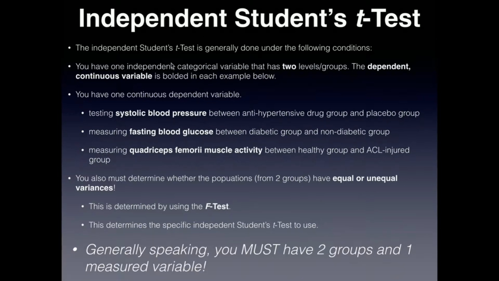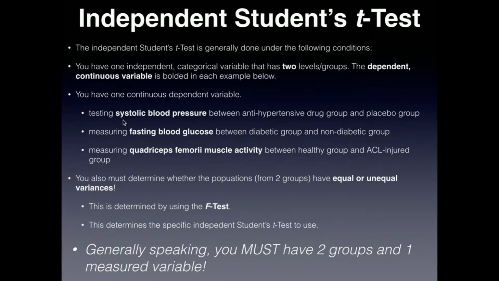Now, in more technical terms, here's what you have. You have one independent categorical variable that has two levels or groups, okay? Group 1, Group 2. And then you have a dependent continuous variable, and in these examples here, they're bolded, the continuous variable that is dependent. All right, so let's look at these. Now remember, you're measuring the same variable on two different groups.